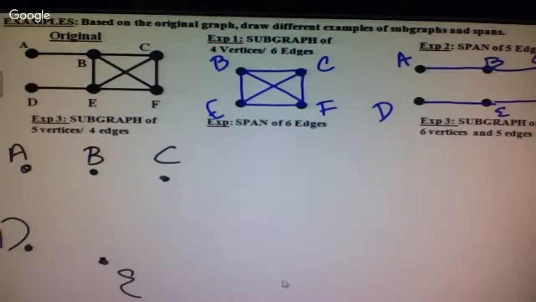So I could have picked any 5 vertices from my original graph. Now I need to use 4 of the edges from that original graph to connect all of these points. A to B, there's 1. B to C, there's 2. B to E, there's 3. D to E, there's 4.